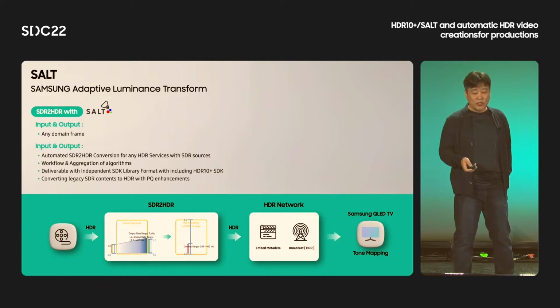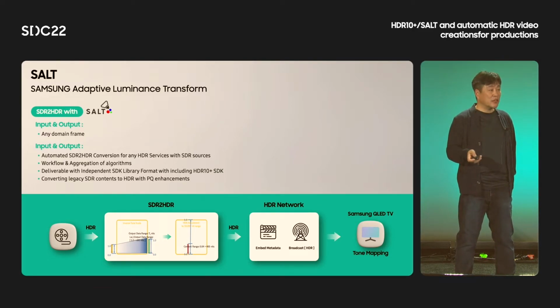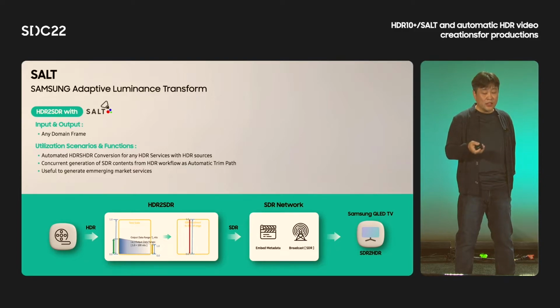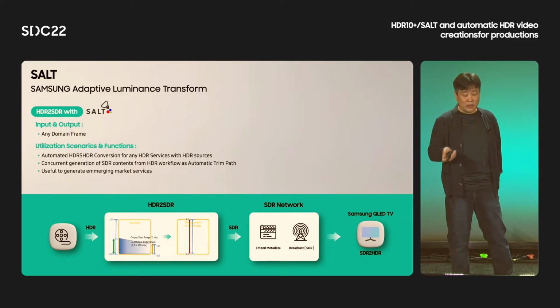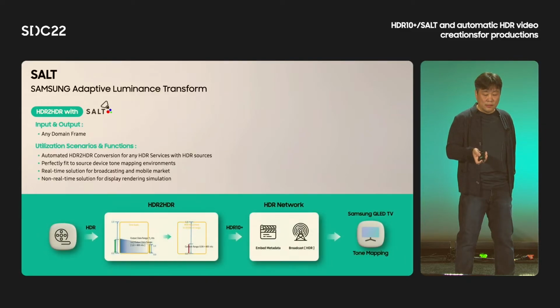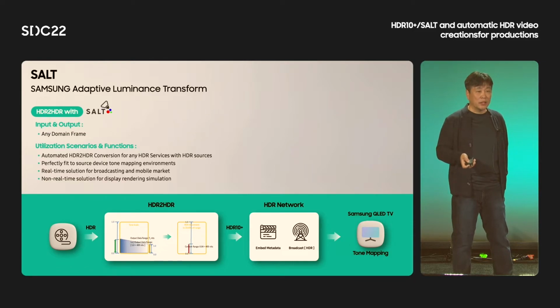So this is the actual example, like SDR to HDR conversion. This is the actual demo over there. So you need tone scaling once you got the content, and then it's the conversion from the SDR to HDR. And the other one is the HDR to SDR. So, taking the HDR content and converting to the SDR content, and then taking the HDR to the HDR10 Plus content. Those kinds of process, the workflow can be treated in with the SALT solution.